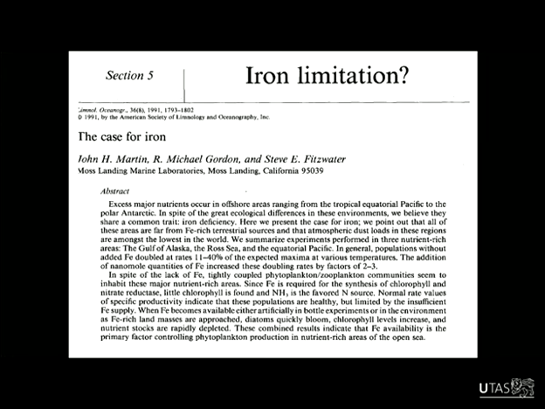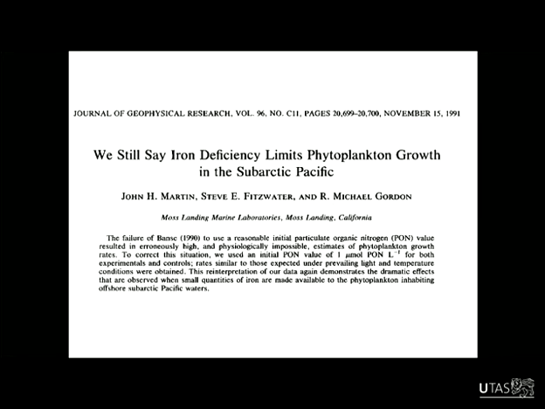So there were papers on grazing, keeping the phytoplankton low. There were papers on light limitation, and then there was this famous paper by John Martin, simply called The Case for Iron. They kept arguing it. People didn't believe them, and later they published another paper. We still say it's iron. Aren't you listening to us already?